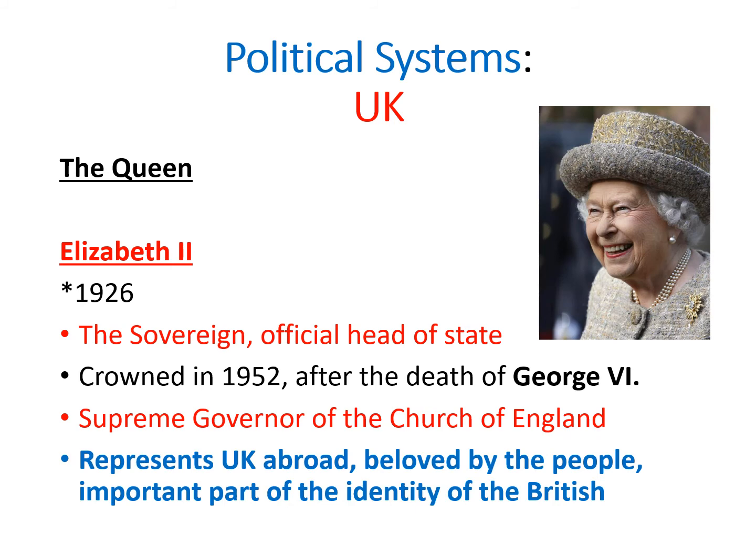The monarch plays a very important part in the state. She represents the United Kingdom abroad. She is a strong symbol of unity for the people, and monarchy and royal family is still considered to be an important part of the identity of the British.